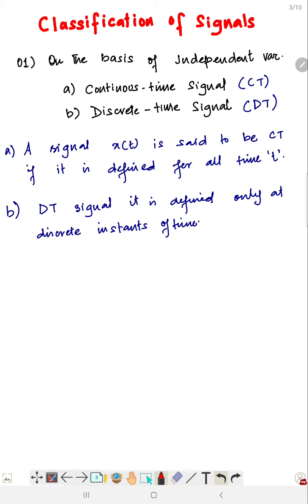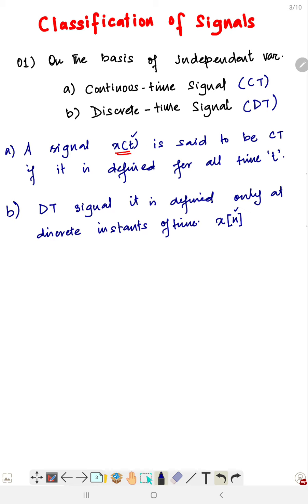Now a continuous time signal is defined as x of t, x being the dependent variable, t being the independent variable. But when it comes to a discrete time signal, we typically define it as x square brackets n. Both t here and n here represent time. The only difference is that t is continuous time, defined at all the points.